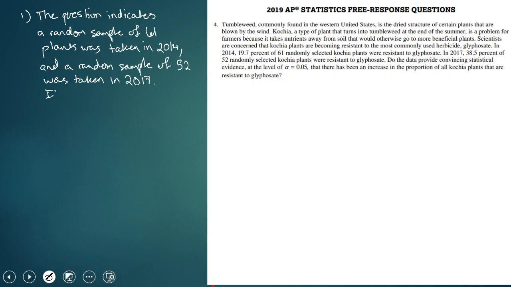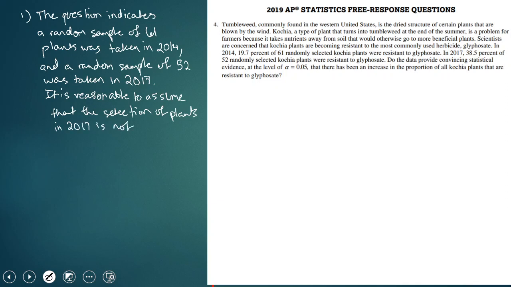We can state as well, it is reasonable to assume that the selection of plants in 2017 is not connected to that of 2014. So that was for question number 1. So we kind of indicated the independence, because we're saying that the two samples are independent of each other. But the third part of the third condition regarding independence is within one sample, talking about independence because we're going to be selecting without replacement.